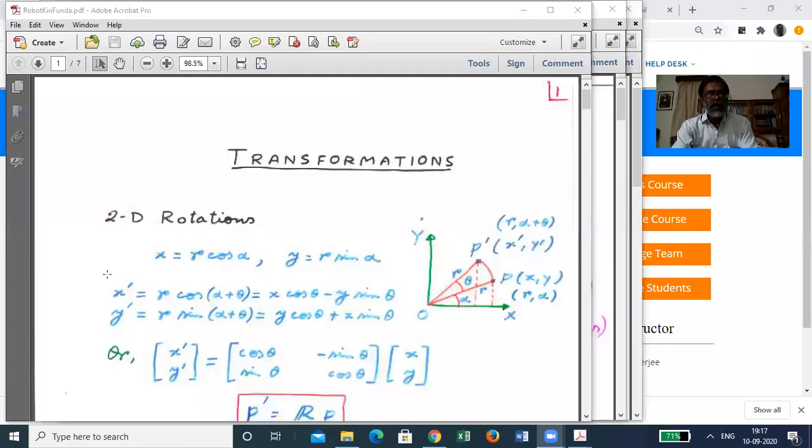So we are in week 2 now. This is the first lecture of the second week. In the last lecture, we came up to the point where we were discussing transformations.